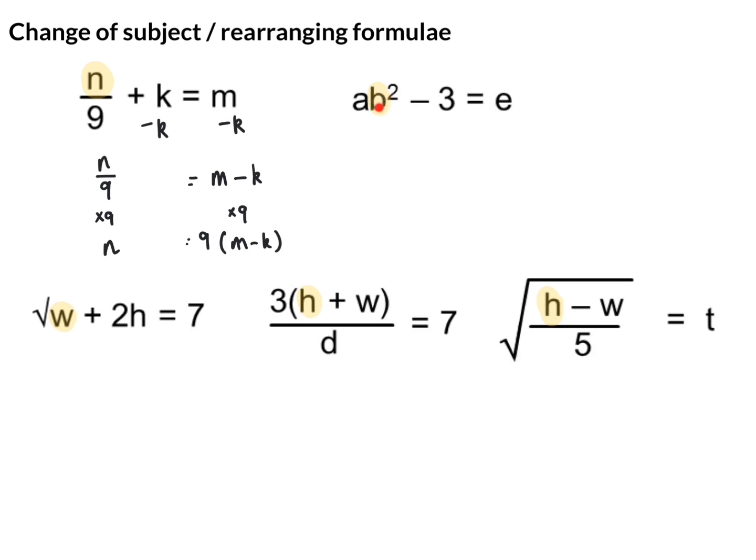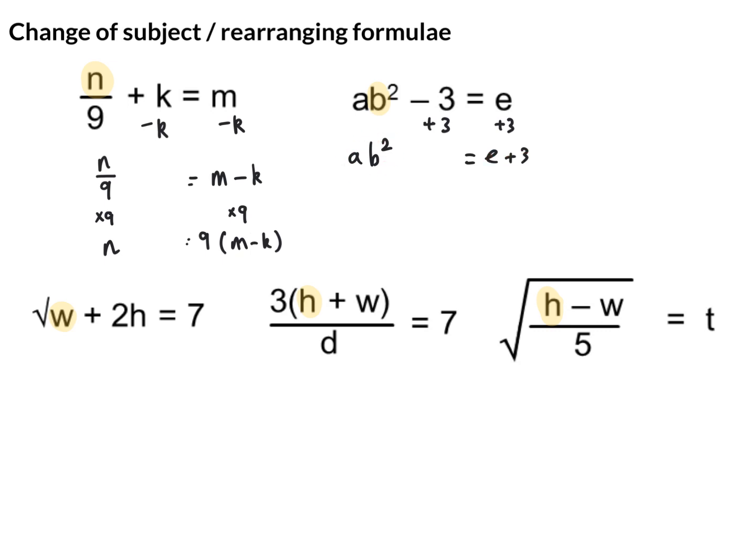Second one, I want to get this b on its own. So the b is part of this term here, so I'm going to need to get rid of this minus 3 to begin with. Thinking in terms of a zero pair, or in terms of inverses, to get rid of minusing 3, I'm going to add positive 3. That's going to leave me with this a b squared, and on the right-hand side, I'm going to have e plus 3. Again, this can't be written in any other format because e and 3 are unlike, so we're just going to have to leave it as e plus 3.